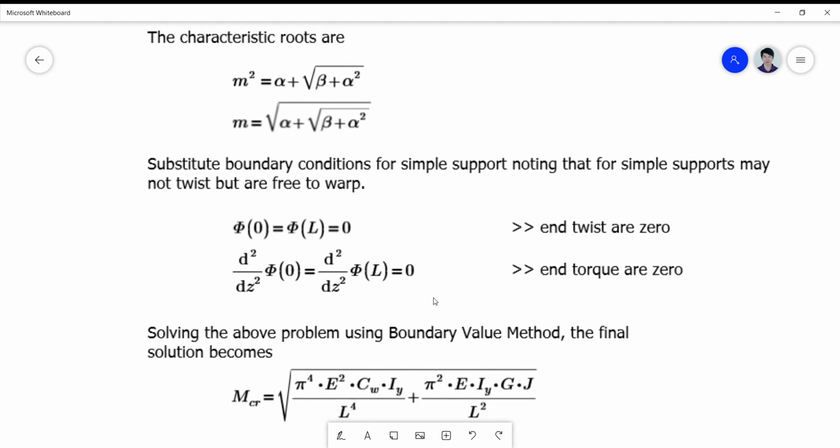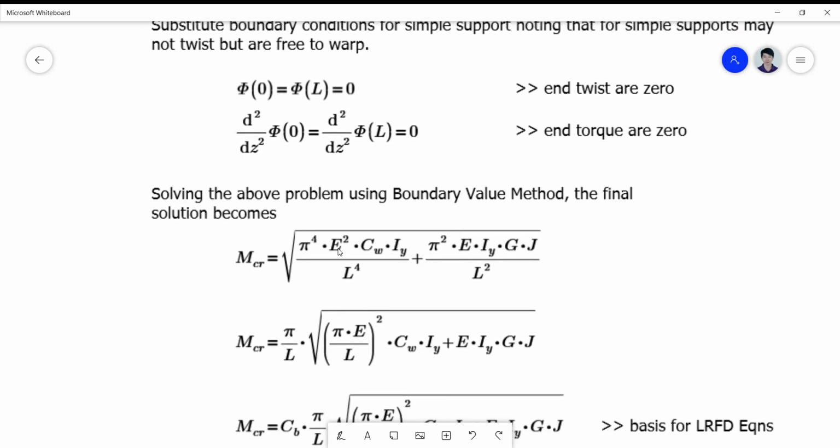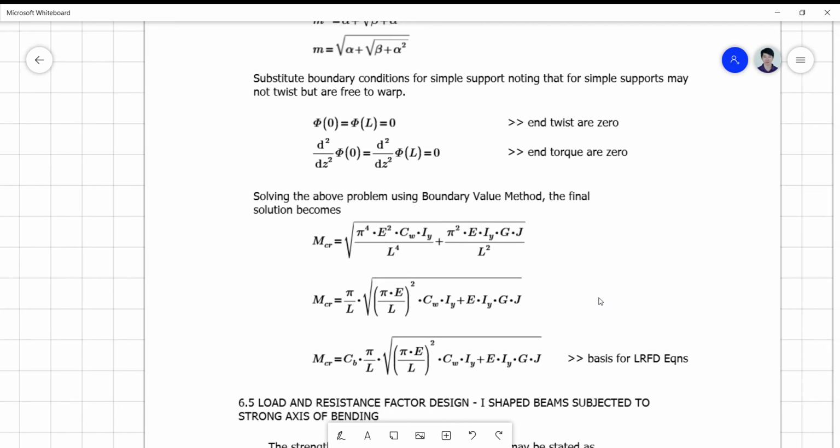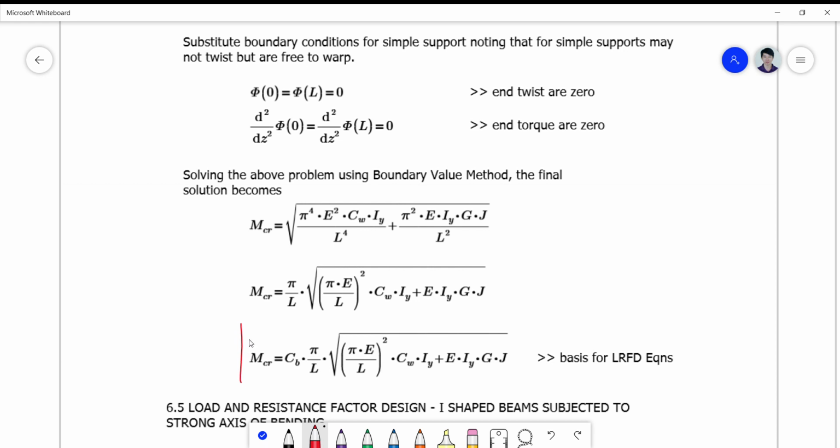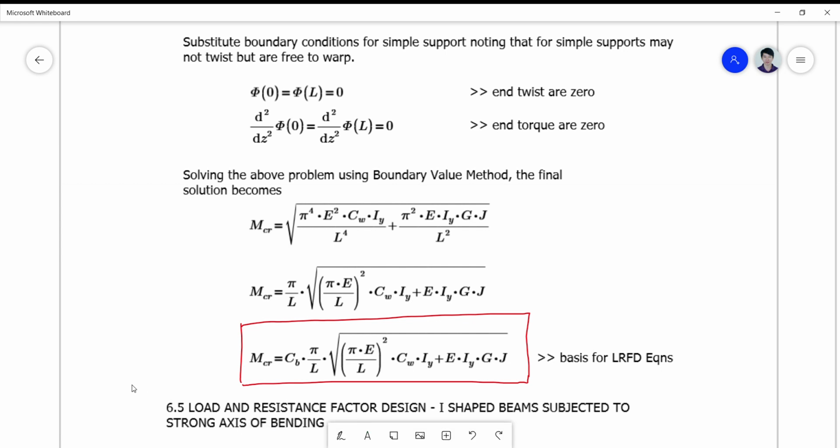Solving the above problem using the boundary value method will finally give you a solution for the critical moment MCR in this form. I did not give you the details of this. I just want you to look into Salmon and Johnson's book to have a better understanding of how this critical moment was derived. So the final equation for the critical moment is given here in this formula, and this formula is the basis for the LRFD equations we will be using later.